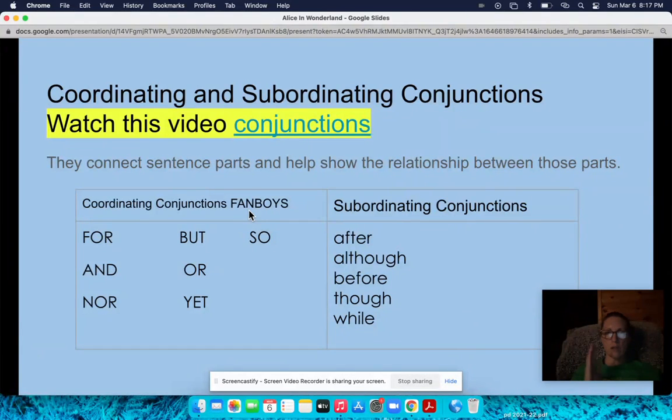And that conjunction goes right in the middle between the two sentences to join them together to make one complete sentence. For subordinating conjunctions, these are just a few examples that are commonly used: after, although, before, though, and while. And as you watch the video, it will explain more about these two types of conjunctions.